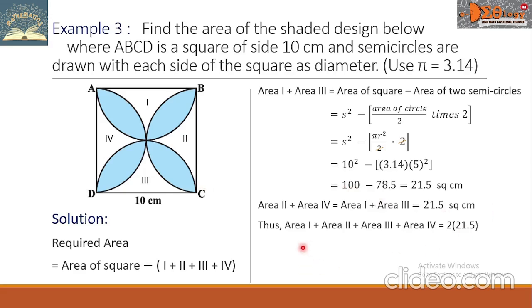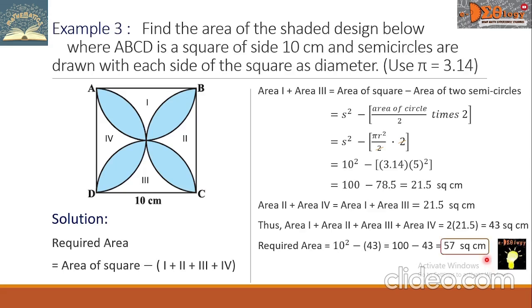It means to say the area 1 plus area 2 plus area 3 plus area 4 is equal to 2 times 21.5, and that is 43 square centimeters. Now, we can substitute this value of area in our required formula here. So that will be 10 square, that is the area of square, minus 43. 10 square is 100 minus 43, that will be 57 square centimeters. This is our final answer.